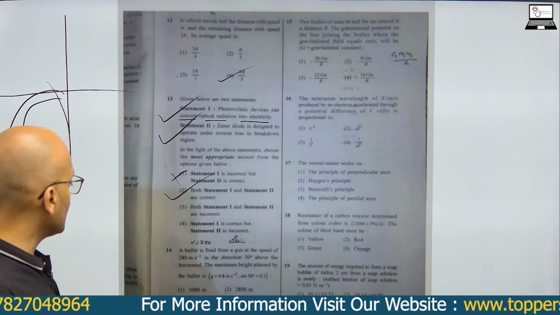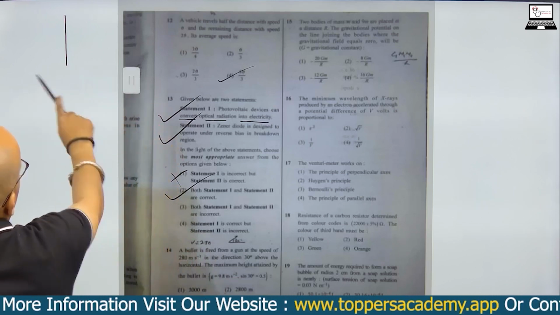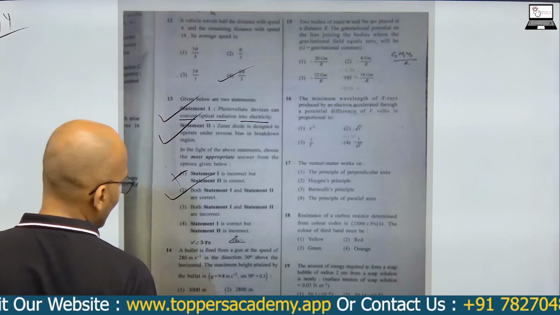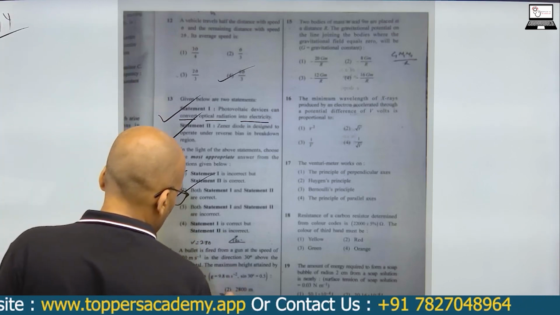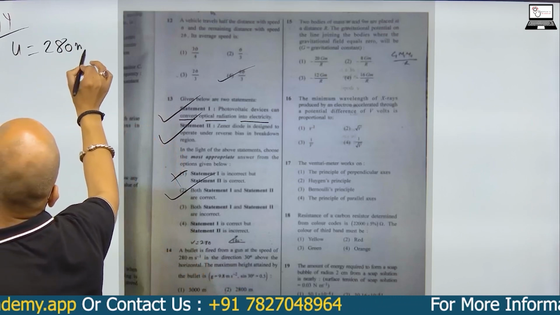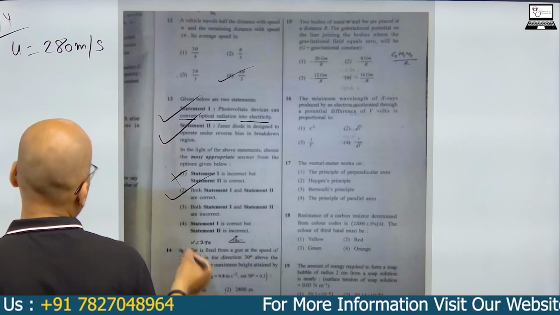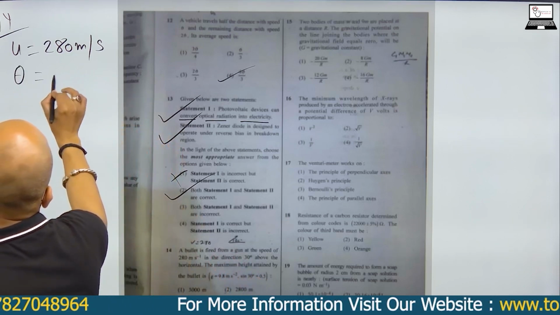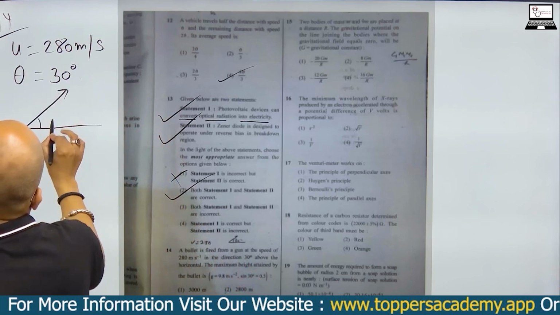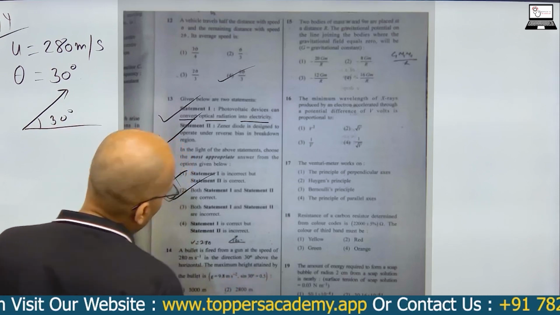Question 14 says that a bullet is fired from a gun at the speed of 280 meters per second in the direction 30 degree above the horizontal. Something like this. Find the maximum height attained by the bullet.